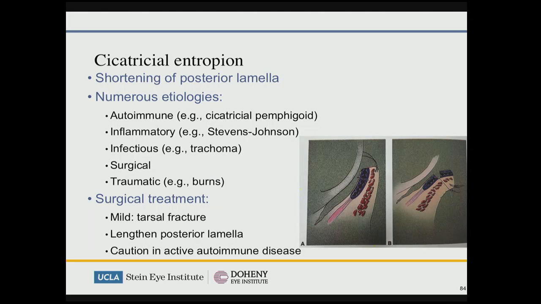Just keeping in mind that caution should be exercised in patients who have active autoimmune disease, because scar tissue is likely to form and the entropion will recur. So either those patients need to wait until the disease is not active, or they need to be on immunosuppressive medication perioperatively.